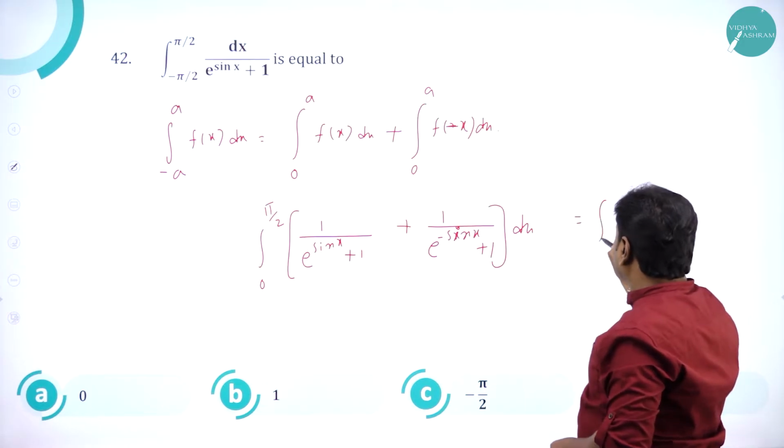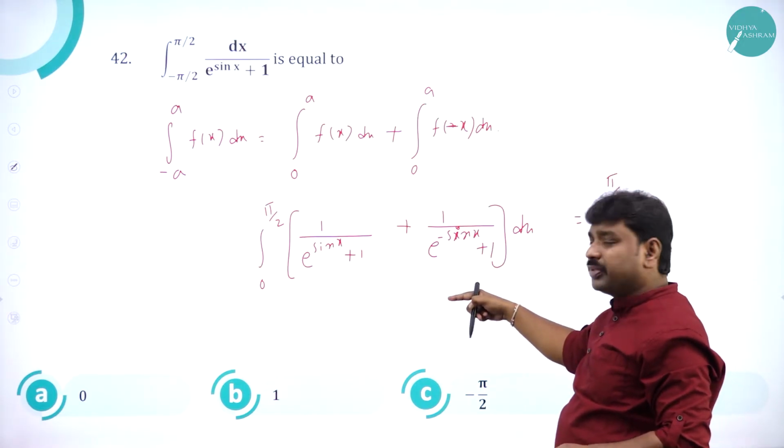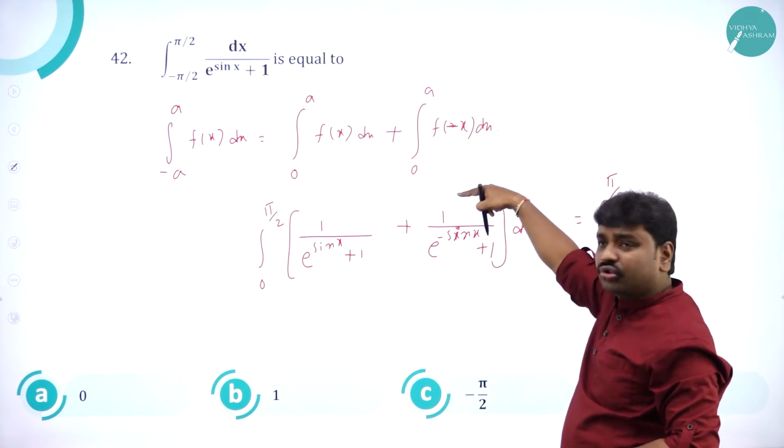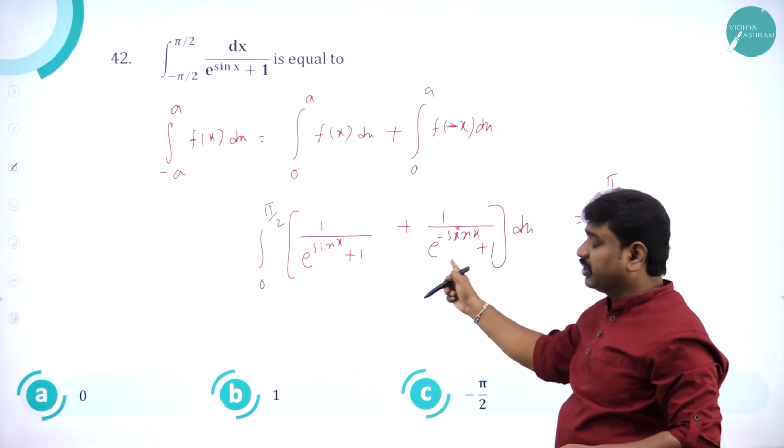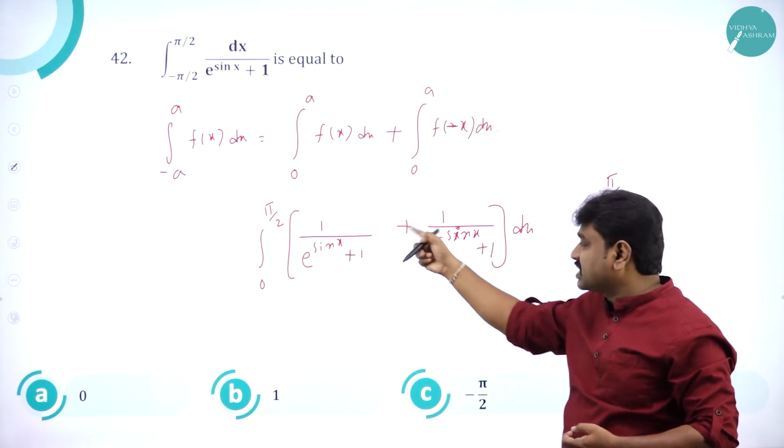So the given problem becomes 0 to pi by 2. So e power minus x can be written as 1 by e power x. 1 by e power x goes to numerator, then it will become e power x plus 1. LCM same. So numerator add, 1 plus e power sin x comes, cancel and it becomes 1.